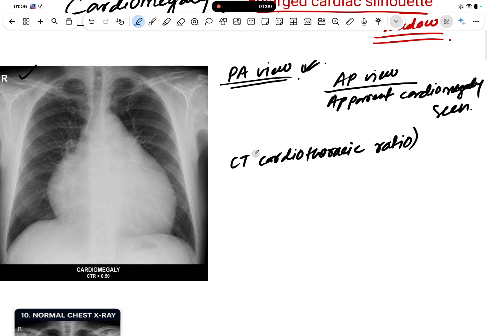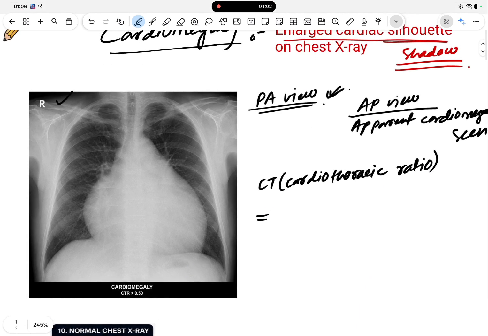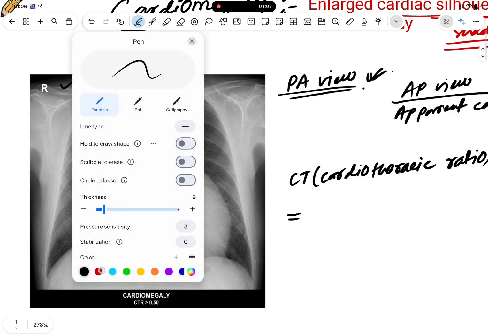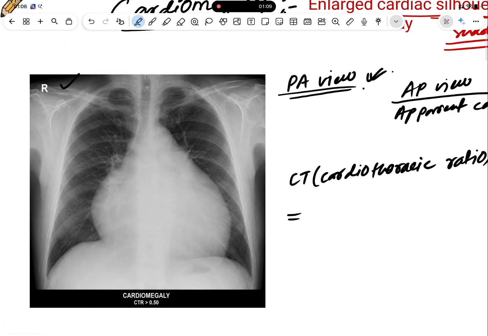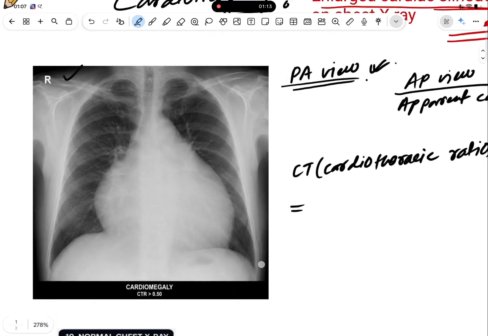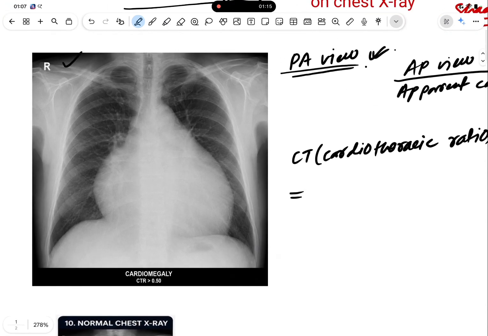So what is the cardiothoracic ratio? For that, let's look into the X-ray. We have to first see what are the normal structures that we see in an X-ray. Okay, this is the trachea. This radiolucent area, this is the trachea. This is the cardiac shadow. Obviously, we can easily see that it is quite enlarged.